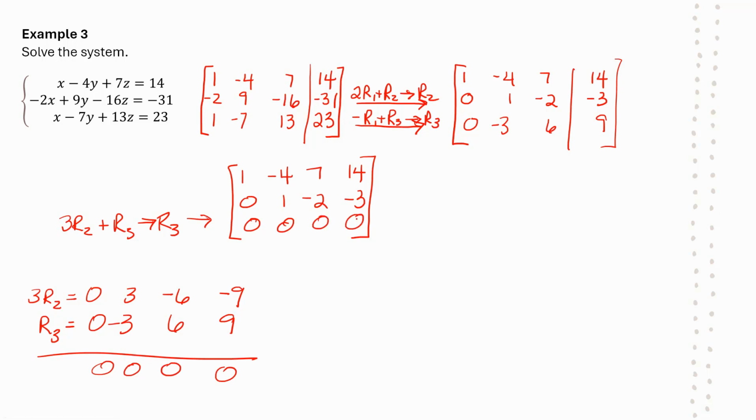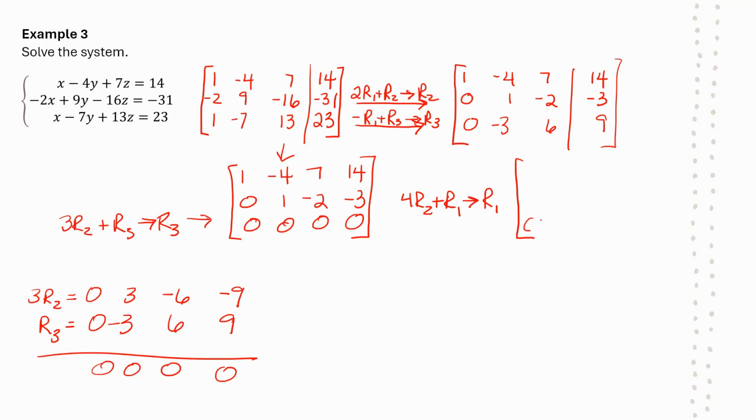But before we can really understand the relationship between the three equations, we need to finish getting it into reduced row echelon form. To do that, first of all, we need to get a 0 here next to the 1 in the first row. And to do that, we will multiply the second equation by 4. So 4R2. We're going to add that to R1, and that's going to be our new row 1.